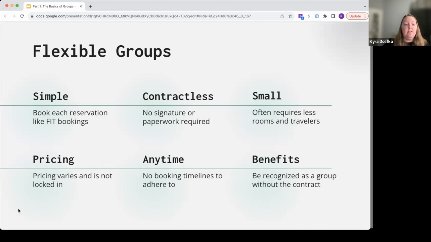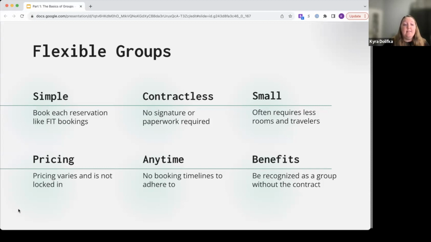It's what you're already doing. It's very simple. It is also contractless. No signature and no paperwork is required in order to do this. You can usually get one set up right away. Now, they also often require less rooms and less travelers. So if you have a very small group wanting to travel, this is a great opportunity for flexible groups.